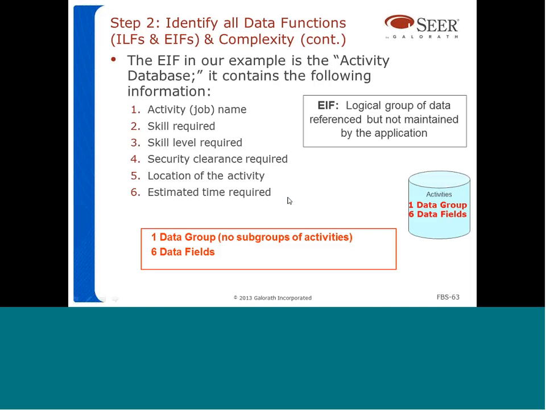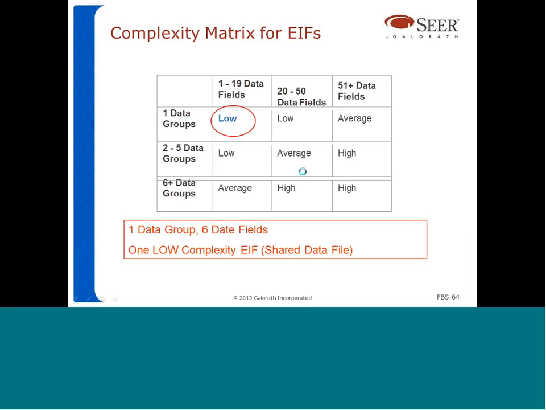That's something I probably missed: you never count 0 data groups. Any file is going to have at least one data group of information. In a case like this, there are no additional data groups, but there's always going to be one data group. So we count one data group and 6 fields of information. Again, we come to our complexity tables, and this file has one data group and 6 fields of information, so it classifies as a low complexity file.